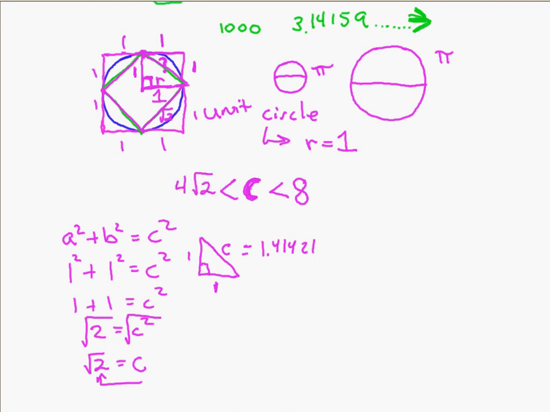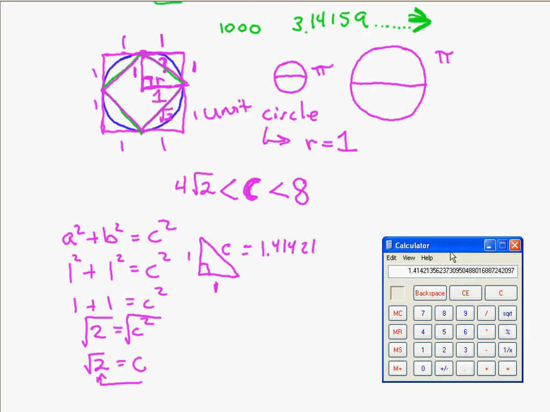Now let's bring our calculator back and figure out what that is. So we want 4 times the square root of 2. So multiply this times 4. That can't be. Oh, yes, that's right. That is right. 5.656. Okay, because we aren't calculating pi, we're calculating the circumference right now.